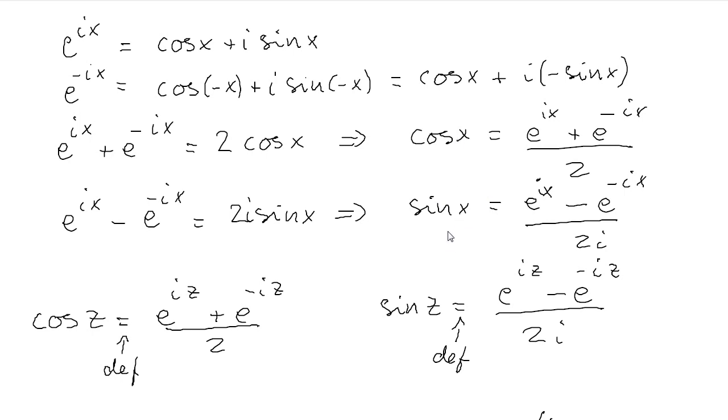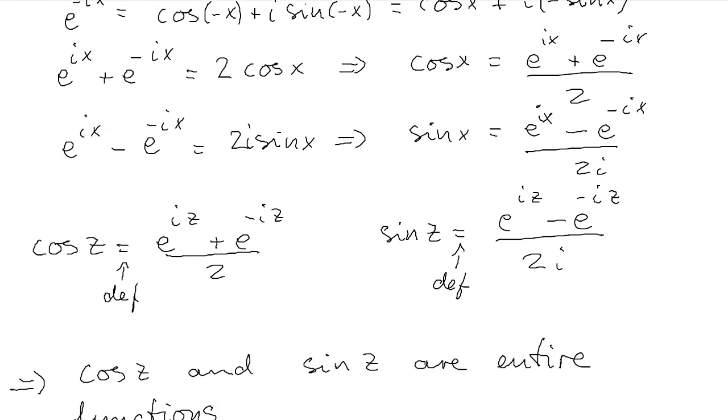This is a motivation for the generalization of sine z and cosine z for complex values of z. So we just replace in these two formulas x with z. So this is the definition of cosine and sine in the complex case.